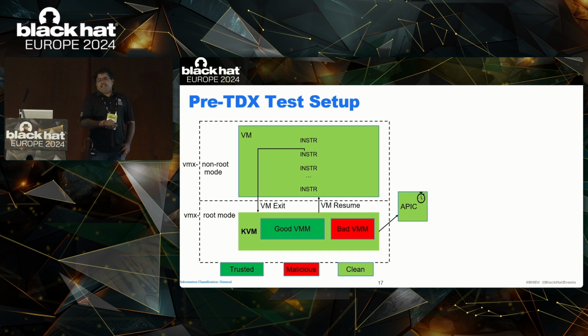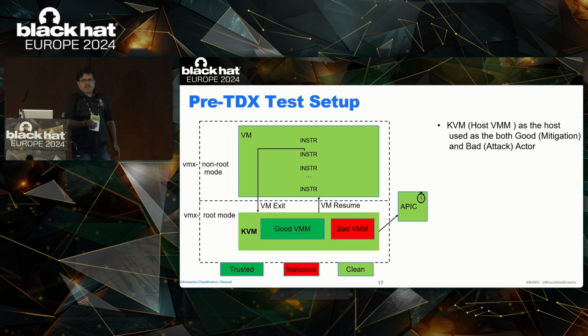So for the pre-TDX test setup, as I said, we never had a TDX-enabled platform, but still the job was to showcase that this attack is feasible. The first step we took: we used KVM as the host, which is untrusted for the TDX attack scenario, but we also leveraged a portion of KVM to behave like a good VMM, which essentially detects the step attack and is also able to mitigate the attack so that the VM is secure.